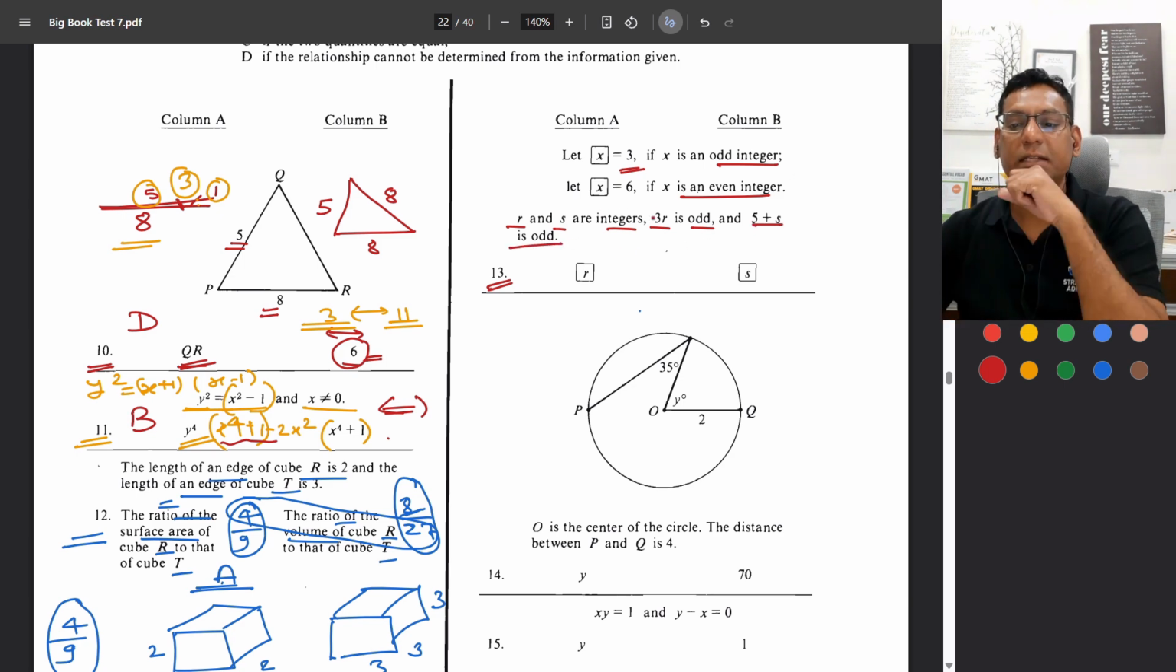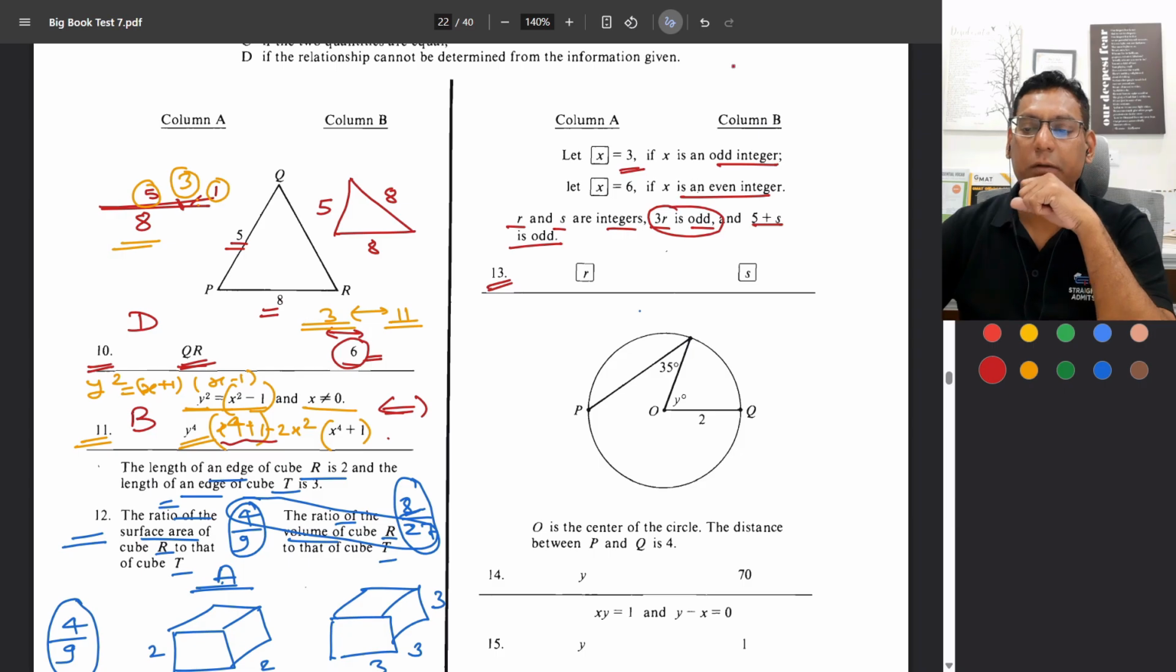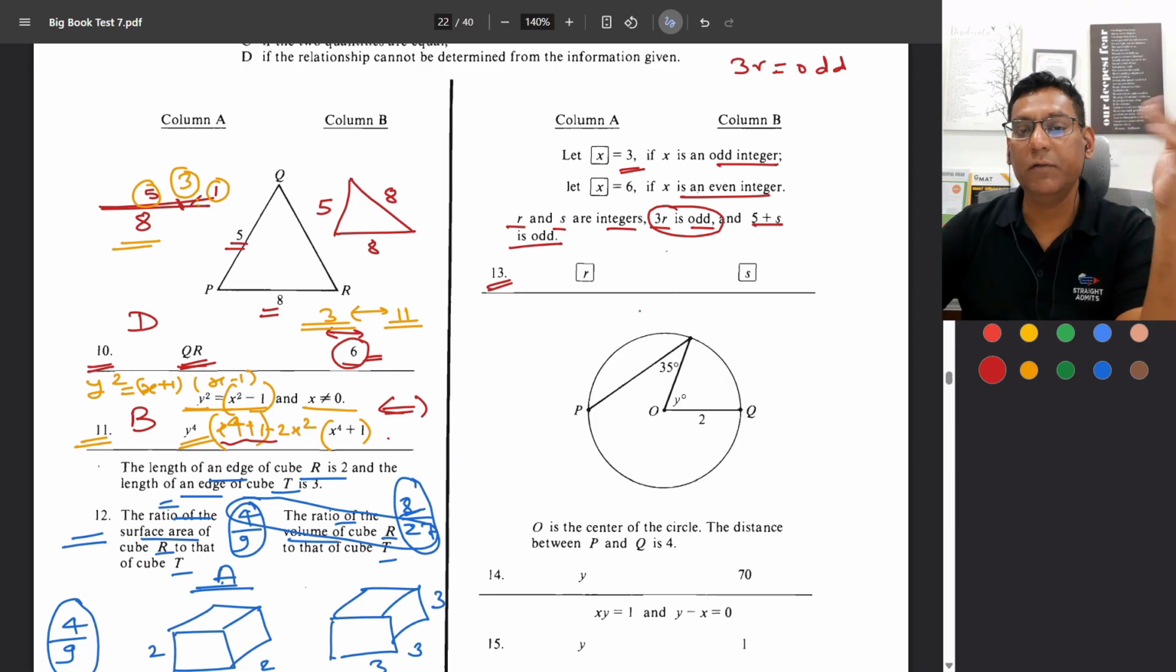Okay, so let's look at this. 3R is odd. When is 3R odd? If 3R is odd, when do we get an odd product? Only when both numbers are odd. So 3 is already odd, so R also has to be odd.